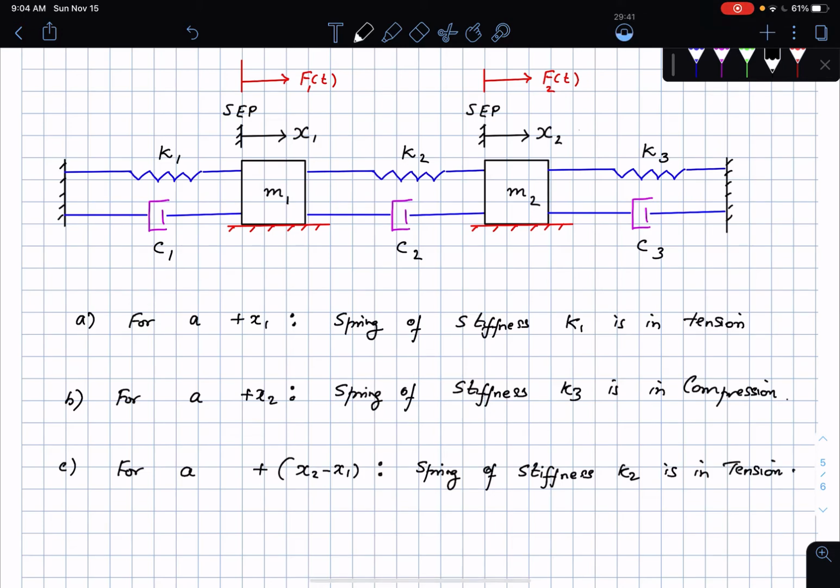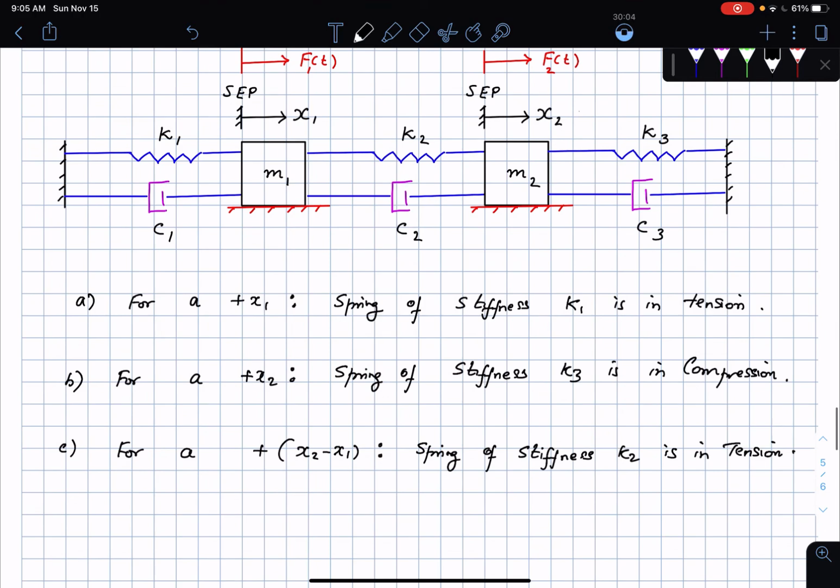These are the things that we will be noting here, and it does not mean, of course, that if the arrow is drawn this way, the masses are displaced this way. It means that if they are displaced this way, then this is the situation that's going to happen. So if the mass is displaced along the direction of positive x1, then the spring will be in tension. Otherwise, it will be in compression, depending on how it is displaced.